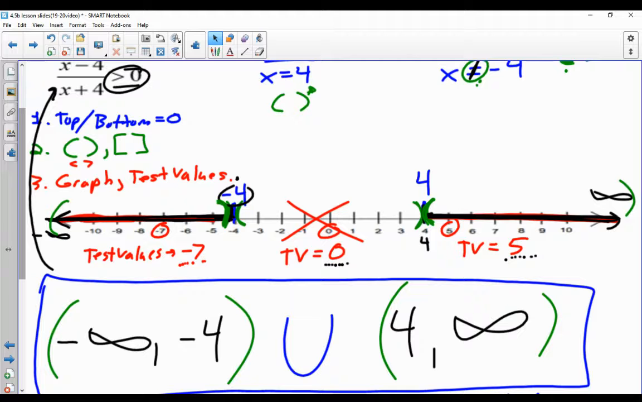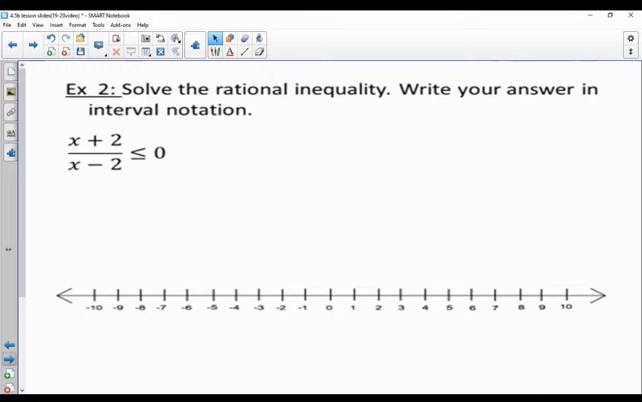You'll take the top and bottom, set them equal to 0, figure out what bracket to use, then you'll use a real number line and use test values, plug and chug the test values to find your answers. And we'll do a few more in this video just so you can get familiar with it, and then you'll have a nice introduction of what we're doing for this lesson. So let's go ahead and try another one similar to that.